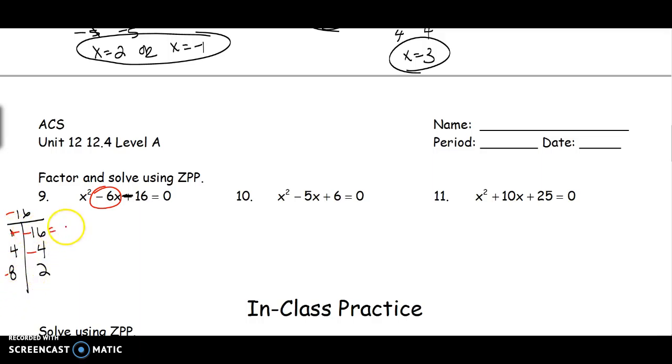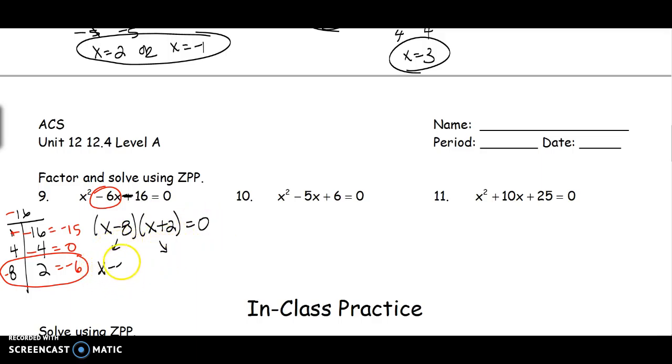So when we add these together, you get negative 6, that's it. So our answers are going to be x minus 8 and x plus 2. We set them equal to 0, and you go ahead and bring them down. Okay, so we add 8, and you get x equals 8. Subtract 2, and you get x equals negative 2.